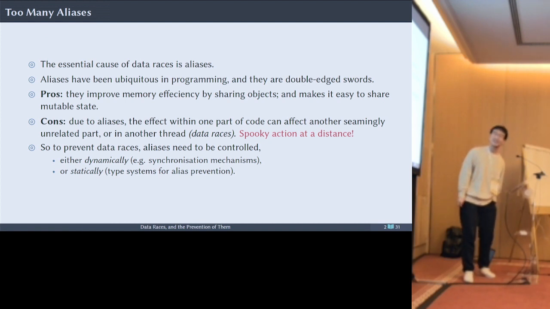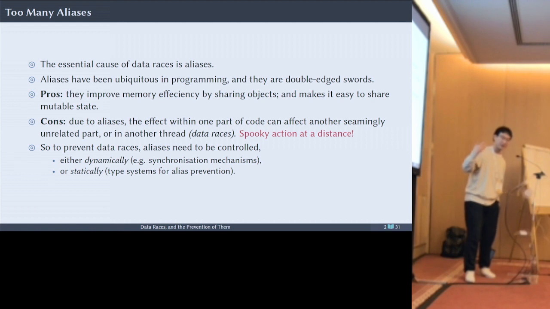So why do data races happen? This is because of aliases. Aliases have been quite a mainstay in a lot of programming languages. As Dimi just said, they can be used to pass values by reference efficiently. But there are certainly problems because if we have aliases, one part of the code can affect another seemingly unrelated part, even in another thread, like the data races here. So it is like a spooky action at a distance.